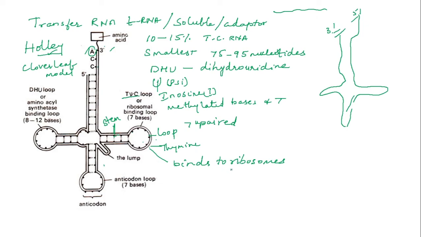Then there is another loop which is called the DHU loop. DHU loop stands for Dihydrouridine loop. This is made up of 8 to 12 unpaired bases. Not paired, unpaired bases. It is the recognition site of amino acyl synthetase. This region recognizes the amino acyl synthetase enzyme.